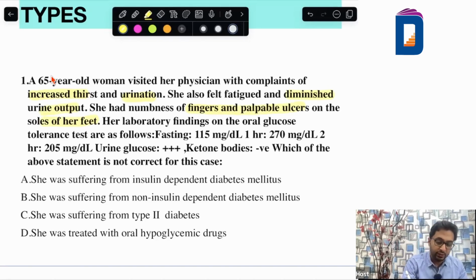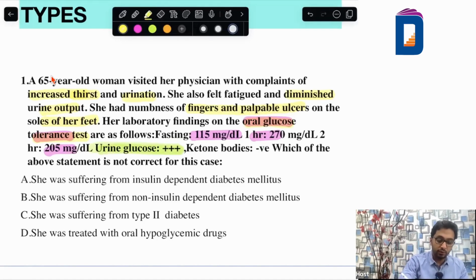Wait. Her lab findings of oral glucose tolerance test. Now, this typically says that it is something related to diabetes. You might see that, so what about the increased thirst and urination? It can also happen in other diseases, including diabetes insipidus. Now, the moment they say oral glucose tolerance test, FBS is 115, which I would say is not very high. At 1 hour, that is high, 270. And at 2 hours, it is 205. So it's coming down, but still it is very high. Now, urine glucose is very high, plus.